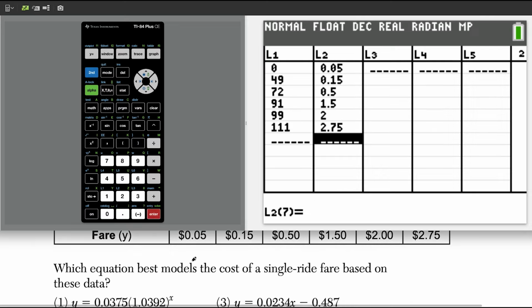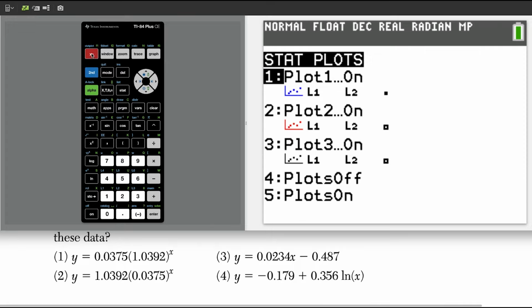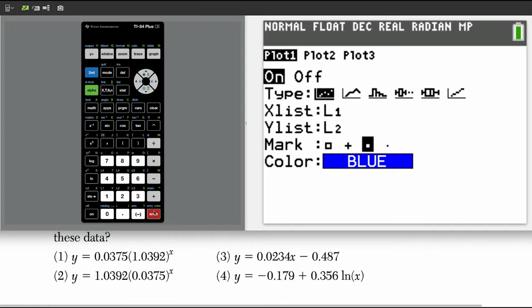So now that we've got everything typed in, we want to know what type of equation would be best here, because we could do an exponential regression, a linear, or a log regression. So for questions like this, what I like to do is I press second Y to pull up the stats plot, and then I press enter to plot the points that we have in the table. So I'm going to switch this to on if it's not already switched there.